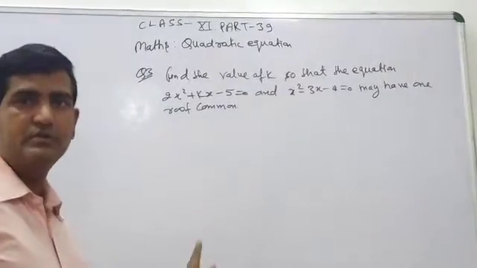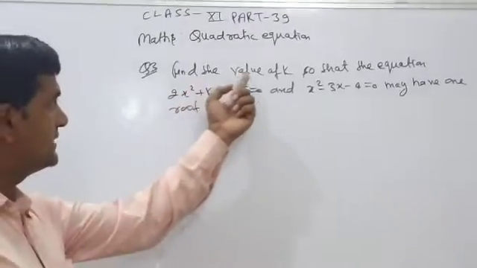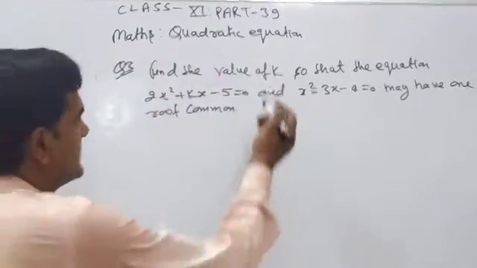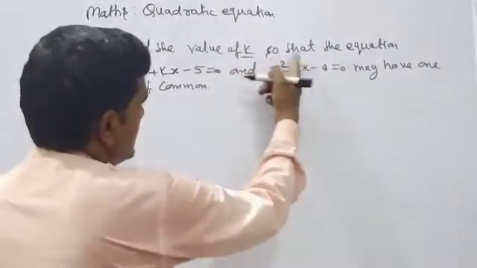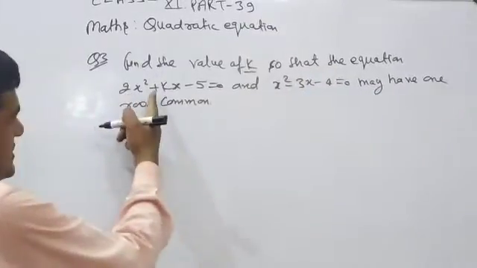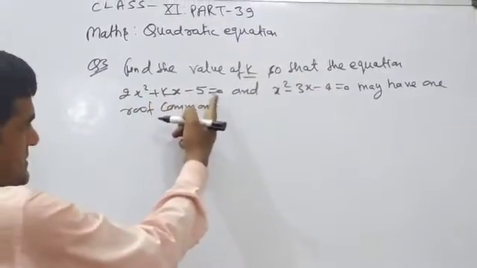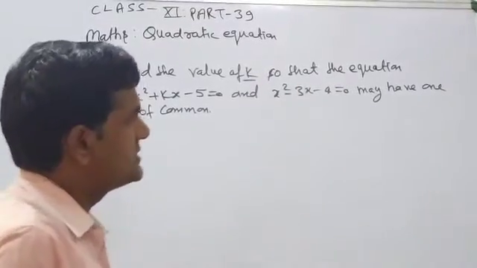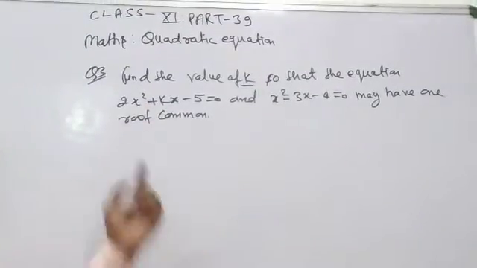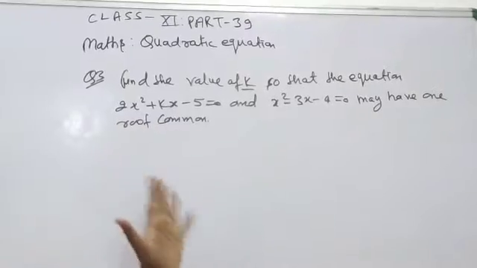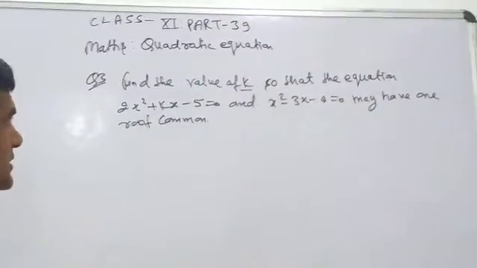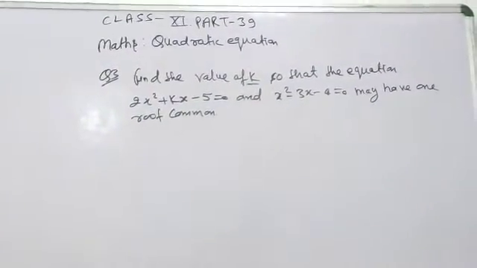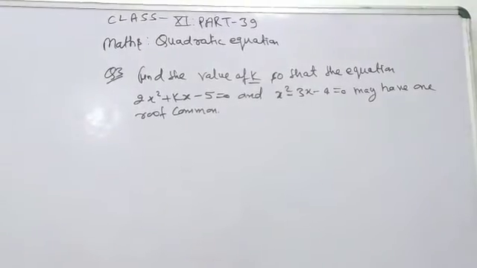This is a very important question. Find the value of k. Clear? What we have to find? k. So that the equation 2x square plus kx minus 5 is equal to 0 and x square minus 3x minus 4 is equal to 0 may have one root common. Clear? One root common. Already you know a quadratic equation has two roots, alpha and beta.